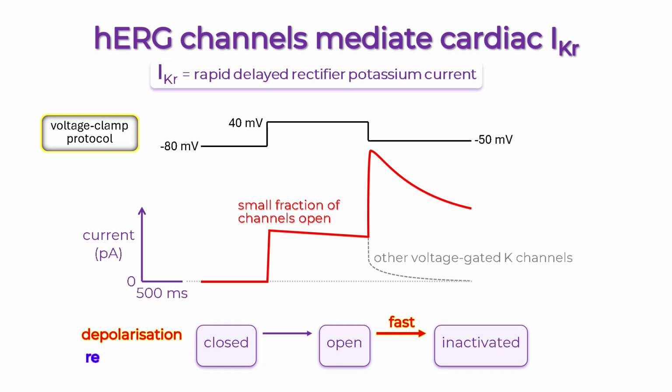When the membrane is repolarized to more negative potentials, hERG channels rapidly recover from inactivation, briefly returning to the open state before closing. The time spent in the open state during repolarization is significant because the recovery from inactivation is faster than channel closure or deactivation. This means that the largest outward potassium currents are recorded during repolarization from a depolarized potential, not during depolarization itself.